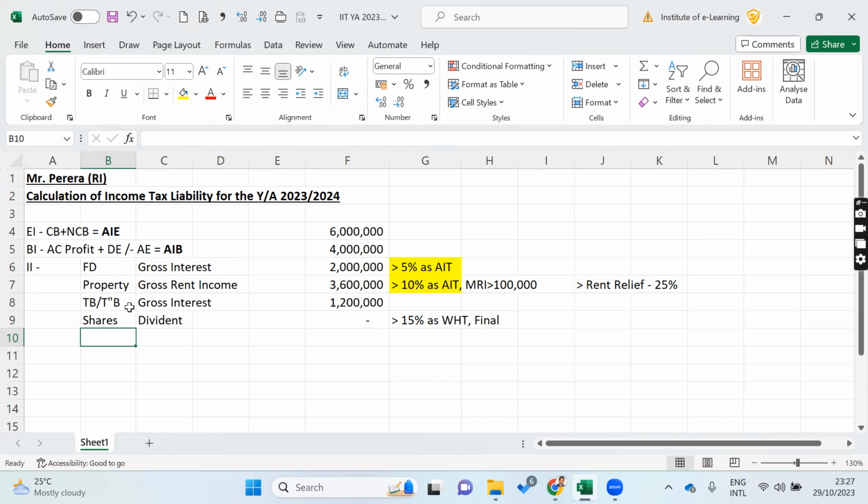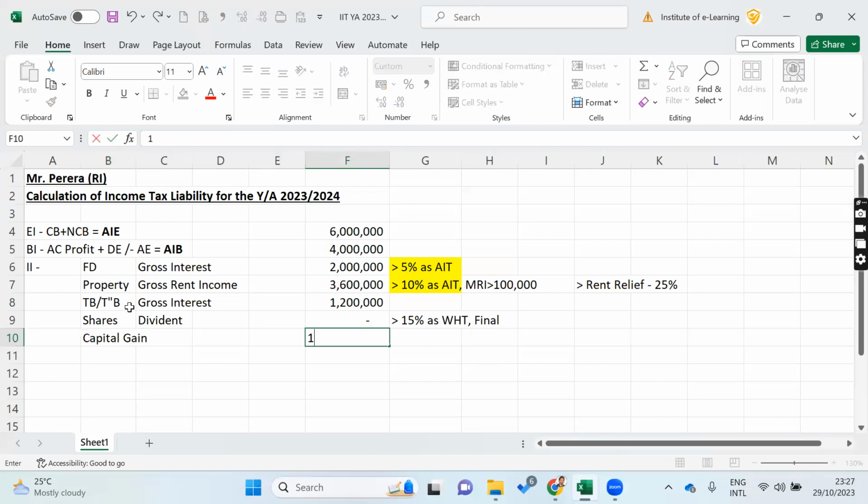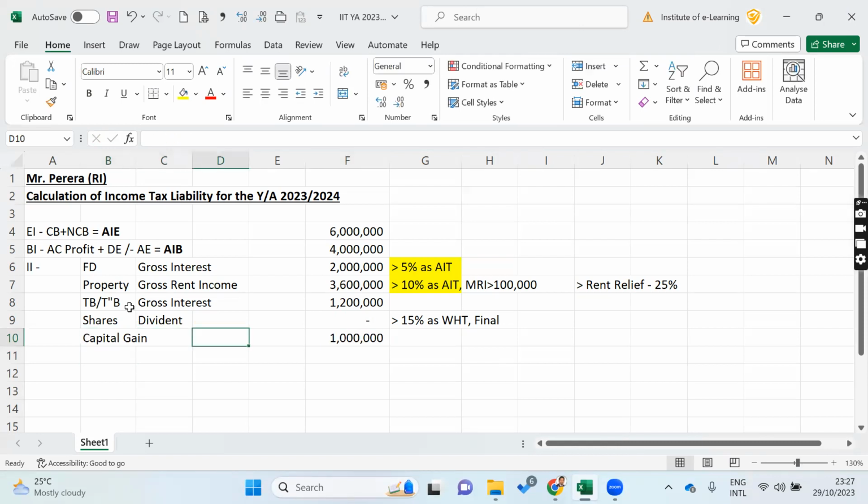sale of any investment property, there are gains from selling investment assets. We call it capital gain. Capital gain is also coming under investment. Here, if you have capital gain, let's say 10 million.